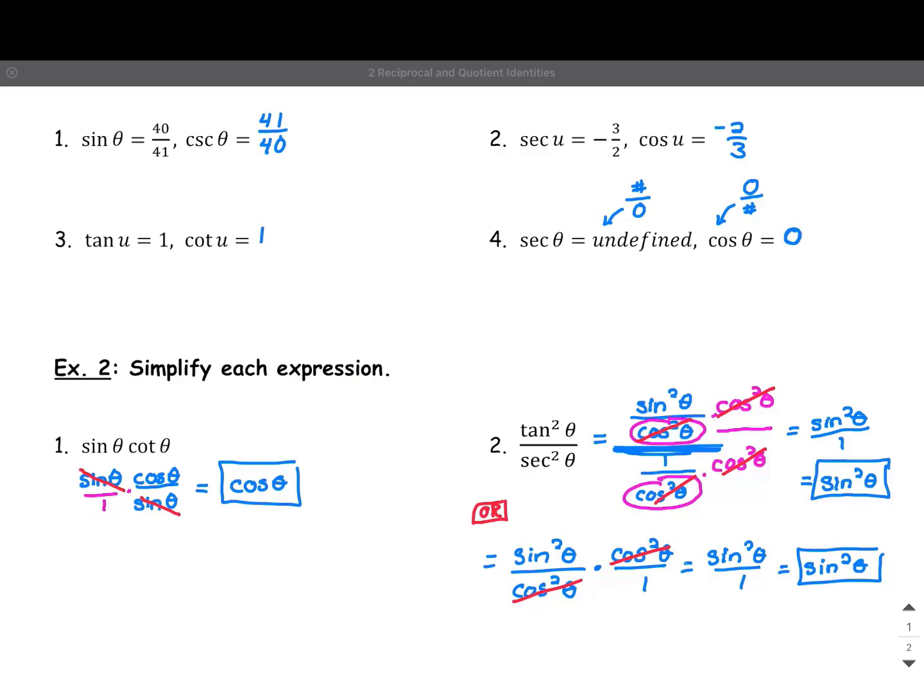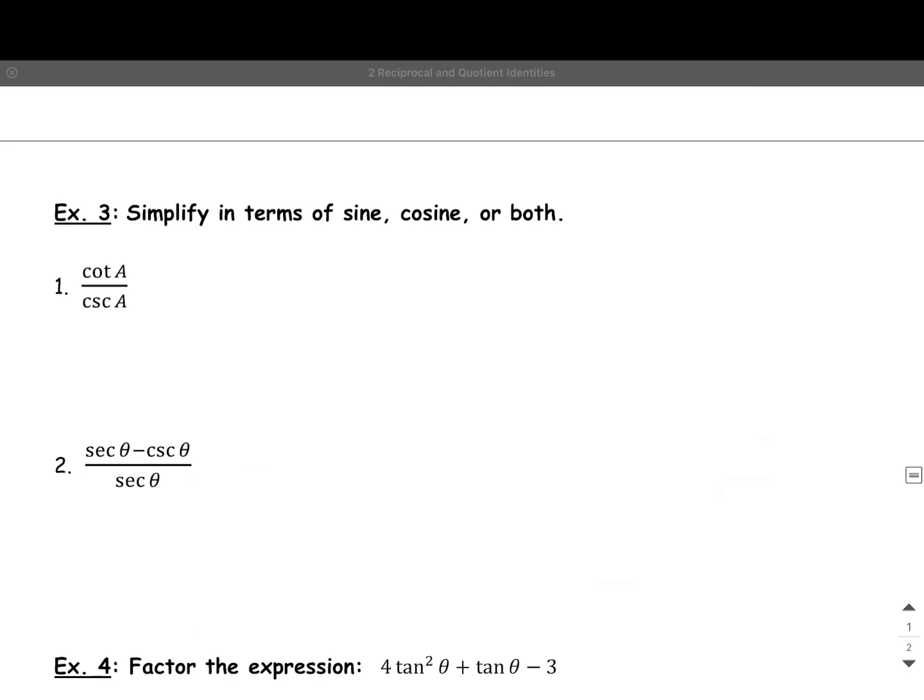Whichever method you prefer. Now, the next section, not only am I asking you to simplify, I'm telling you I want the answers in terms of sine and cosine. Because sometimes you can simplify it even more and get it in terms of a cotangent or a tangent, but I want everything in terms of sine and cosine. I don't want you to go back. But that also means when we're simplifying, we're going to rewrite everything. We're going to start by writing everything in terms of sine and cosine.